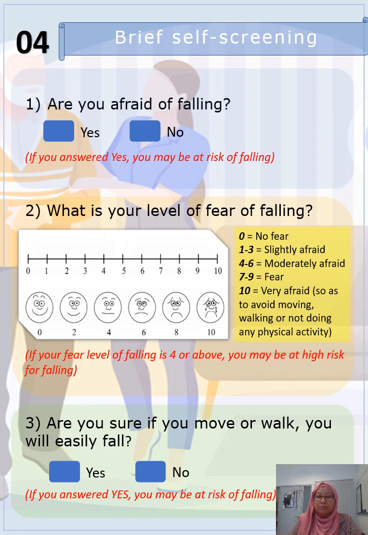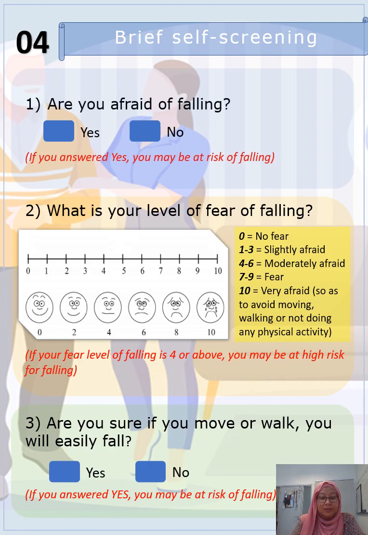The third one: are you sure that if you move or walk, you will easily fall? If the answer is yes, they may be at risk of falling because they are not confident. They have fear, and they perceive that they easily fall when they move or when they walk. So something needs to be done for this person.